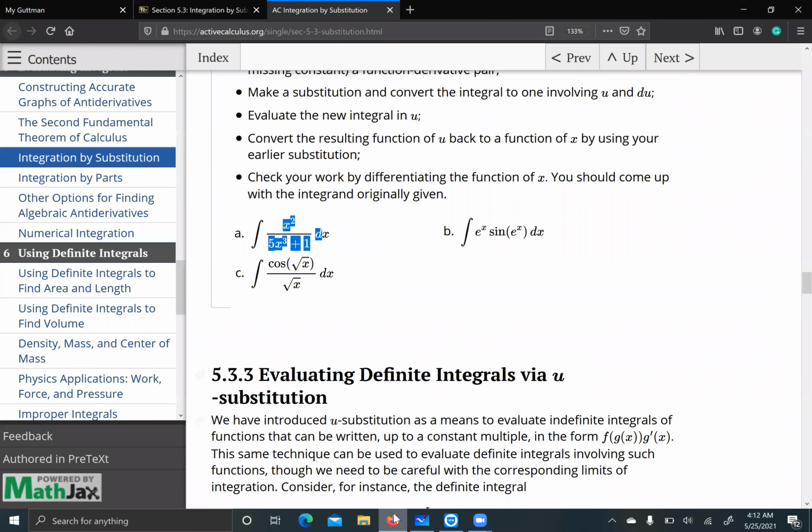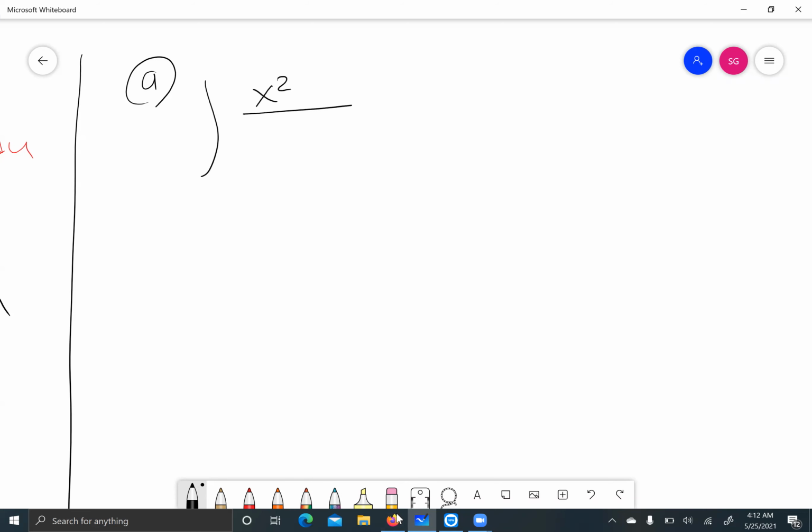Okay, so let me show you this example. So we have x squared over 5x cubed plus 1. So we have the integral of x squared over 5x cubed plus 1 dx, right? And we want to compute this integral. Okay, so this is a fraction, right? It has a numerator and a denominator.